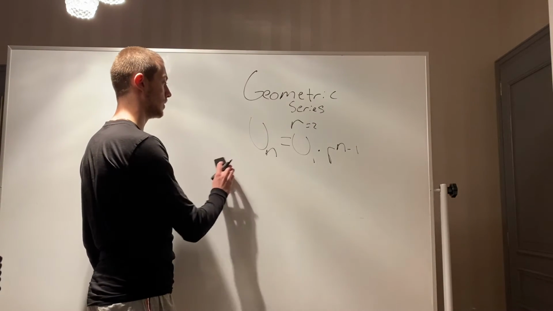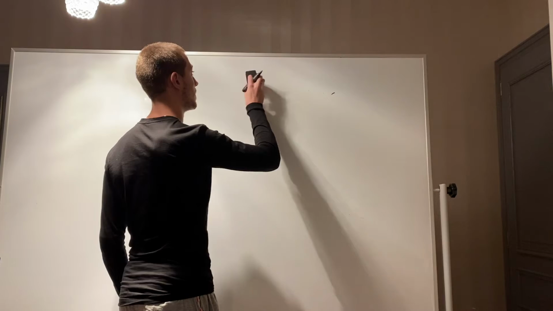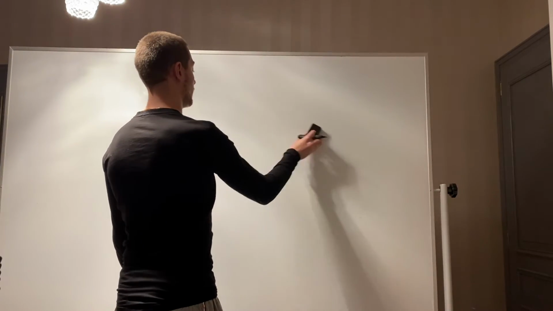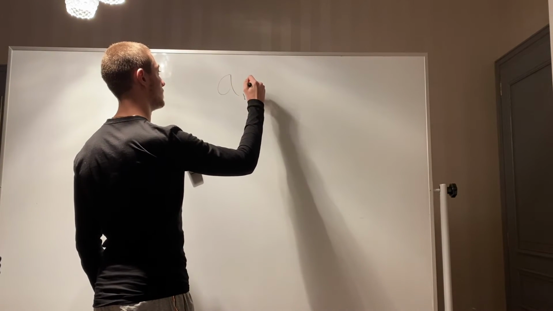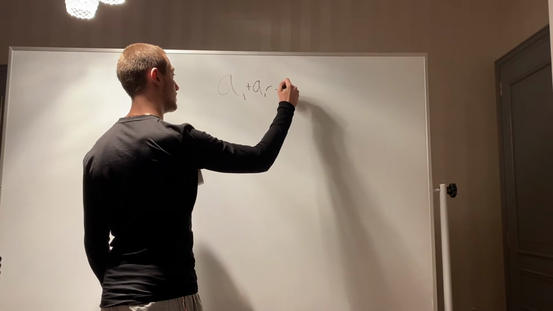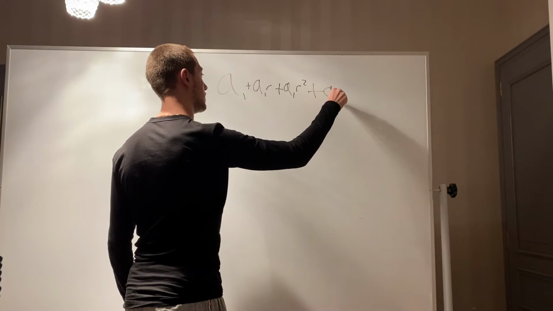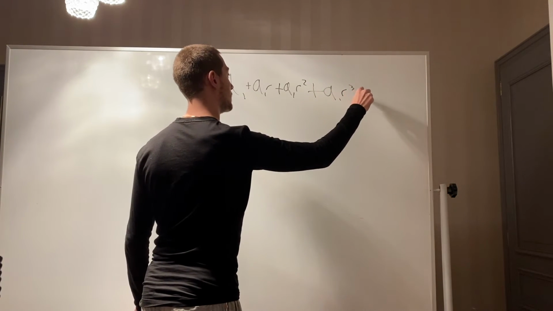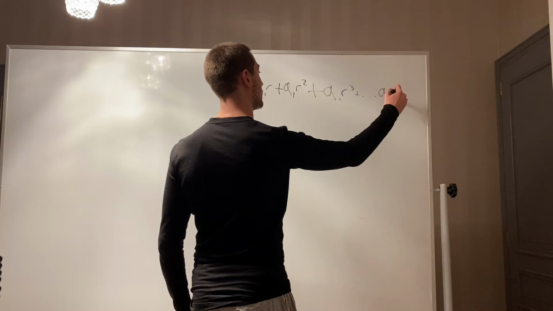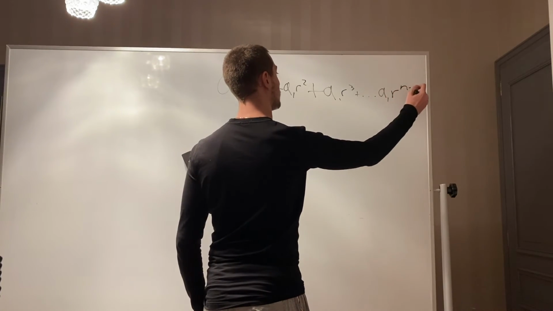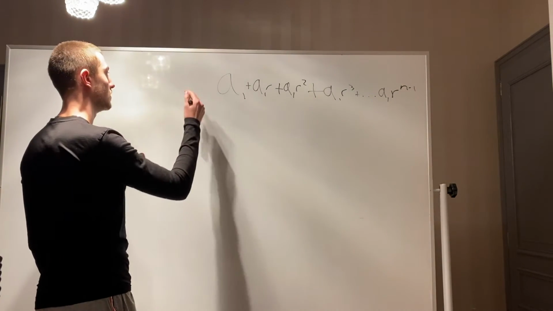But okay, let's see why we use the formula that we do use. Okay, now let's say that we have some sort of geometric series. We're just going to write it as a1 plus a1r plus a1r squared plus a1r cubed plus whatever, up to a1r to the power of n minus 1, right? And we're going until the nth term, okay? And we're just going to denote this as S.